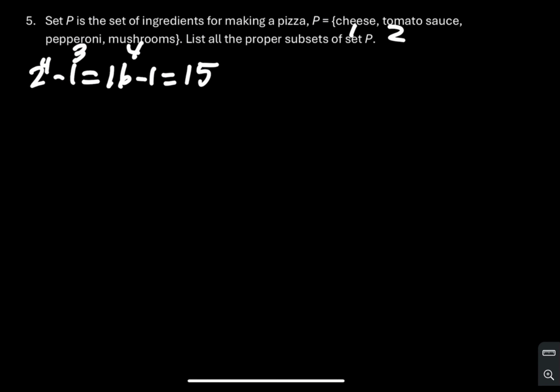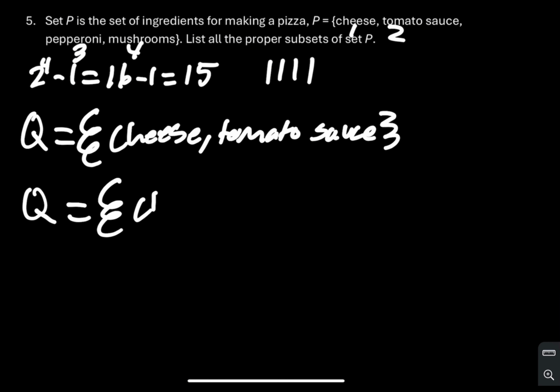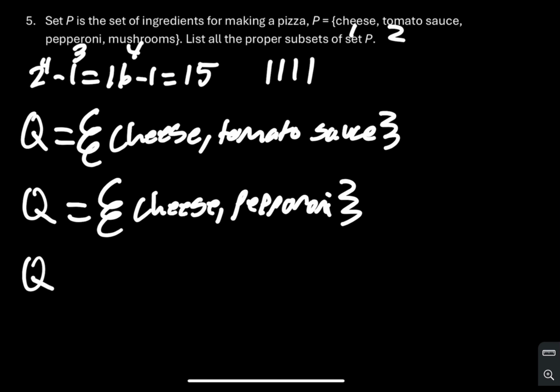Since I'm not going to be able to fit this all on one page, I'm just going to put tally marks. So we had 4 for our combination of 3 elements in the proper subset. Now we're going to get bumped down to 2. So we're going to start off with cheese and tomato sauce. And then cheese, and then we're going to move to the next one, pepperoni. And then cheese and mushrooms.